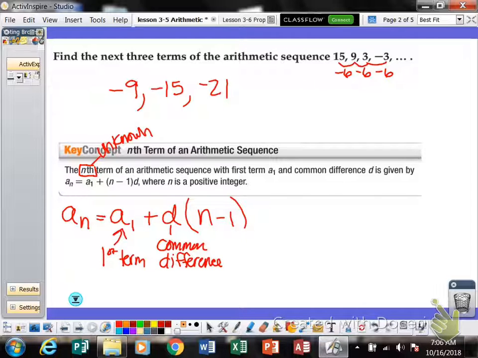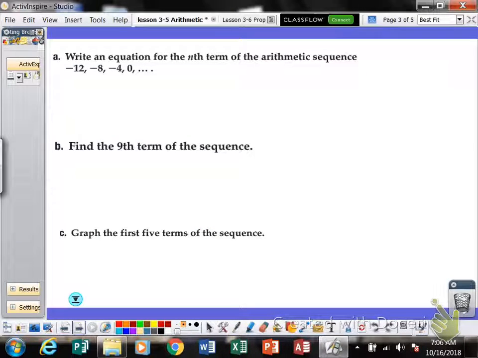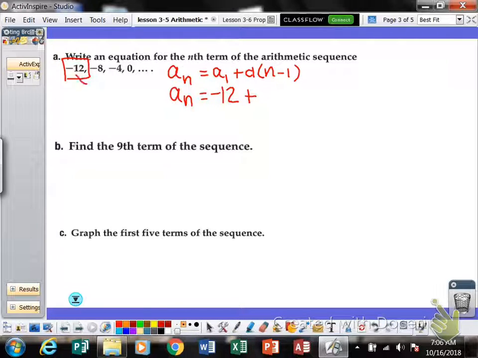So, knowing that, write an equation for the nth term of the arithmetic sequence. Okay, so I originally have a sub n for the nth term equals a sub 1 plus d times n minus 1. So let's fill in what we have. I don't know the nth term because that's what we're trying to find, so a sub n. Do I know the first term? Yes, it's -12. So -12 goes there, plus the common difference. It looks like we are adding 4 each time. So 4 times n minus 1.